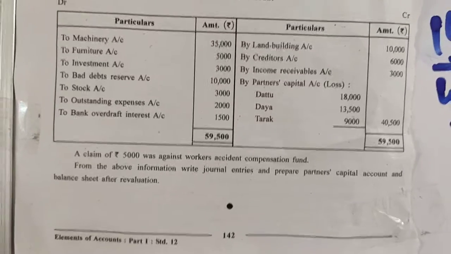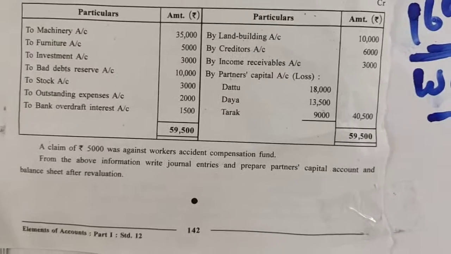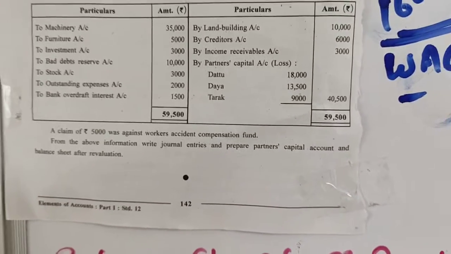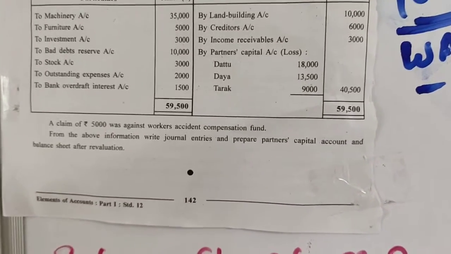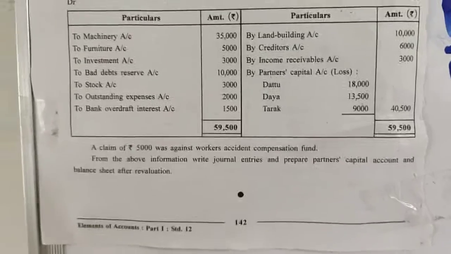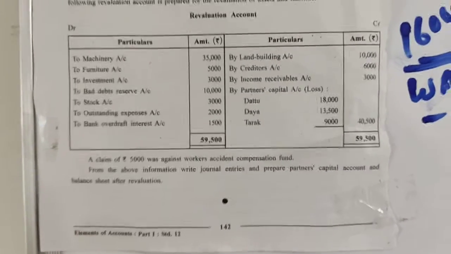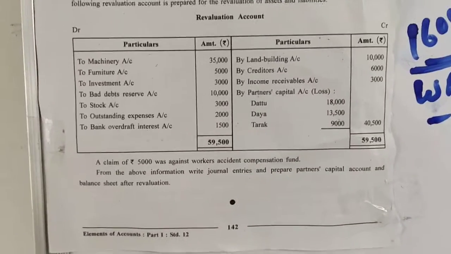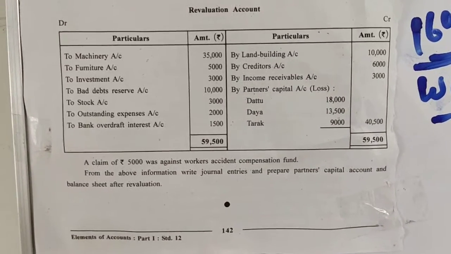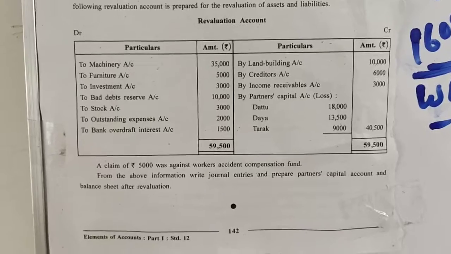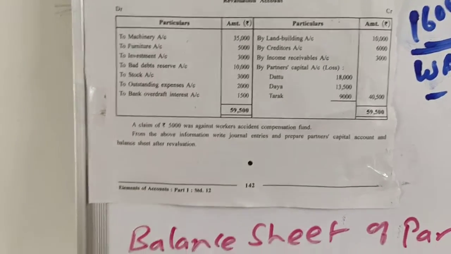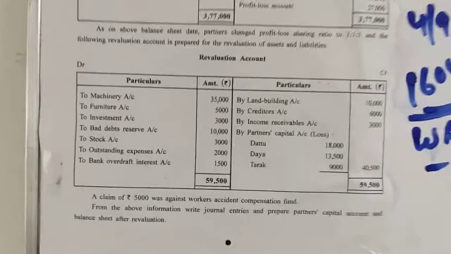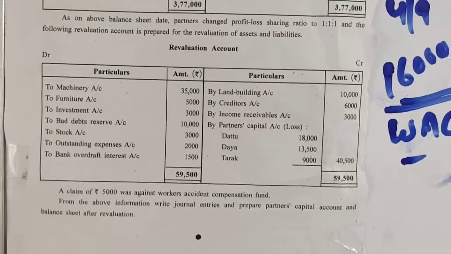So friends, what we need to do here, we need to write journal entries. What else? We need to prepare partners capital account and a balance sheet after revaluation with the help of the revaluation account which is given to us, and one adjustment about the claim for workers accident compensation rupees 5,000. Okay, so let us see one by one. We'll take items from the revaluation account.